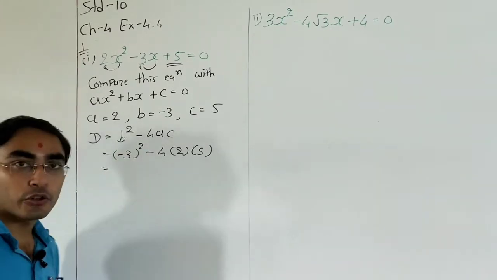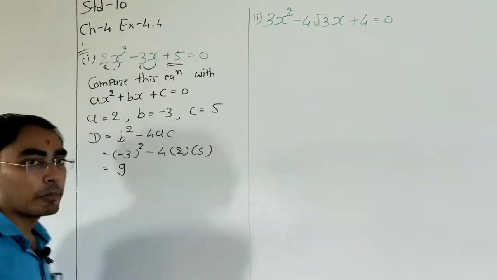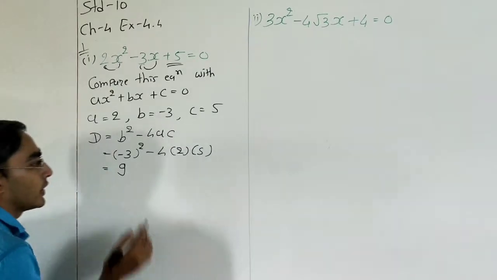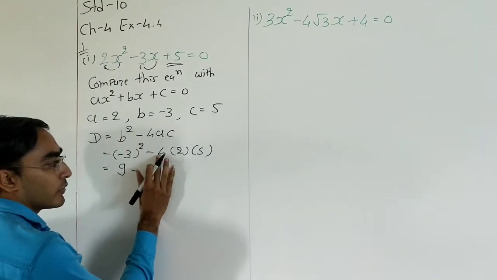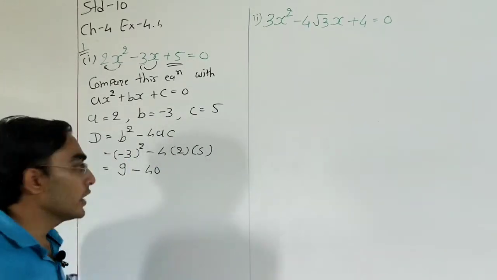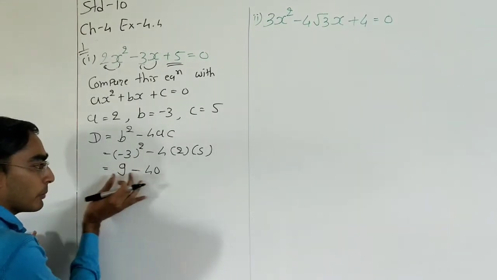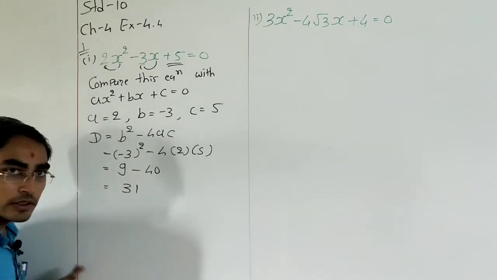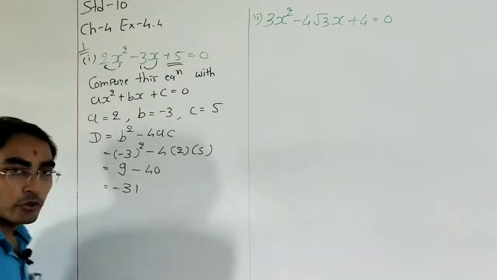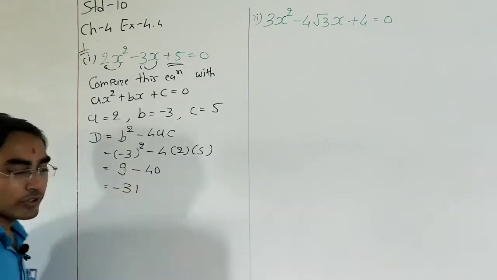Now minus 3 all square. 3 square is 9, and a negative number squared becomes positive, so minus 3 all square is plus 9. And here the negative sign, and 4 times 2 is 8, 8 times 5 is 40. Now 9 minus 40 is minus 31. The bigger number's sign is negative, so put a negative sign here. So minus 31.